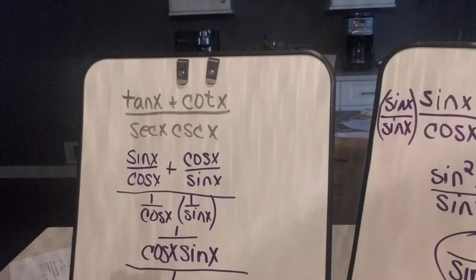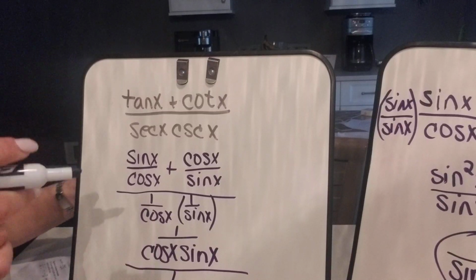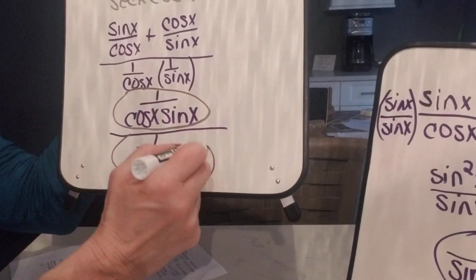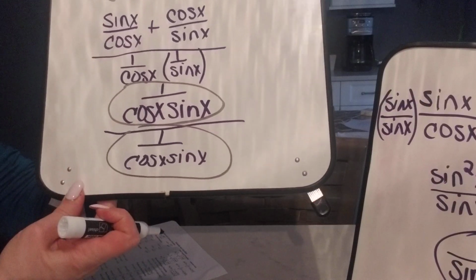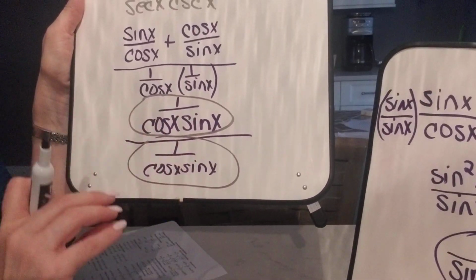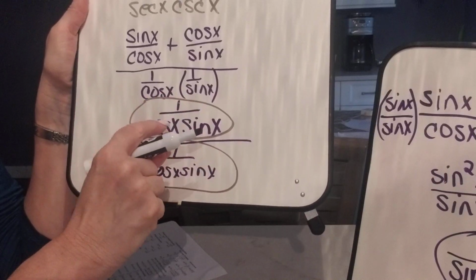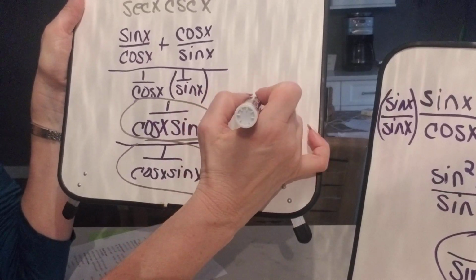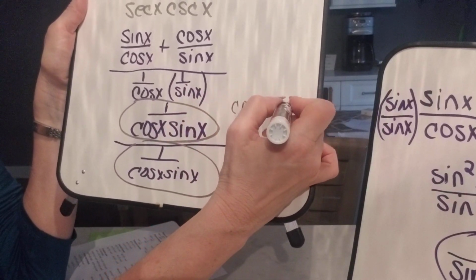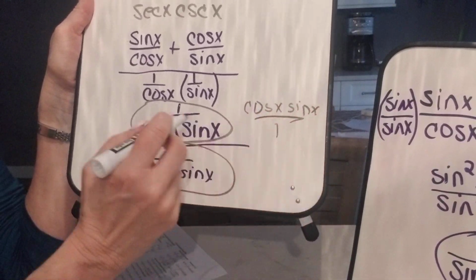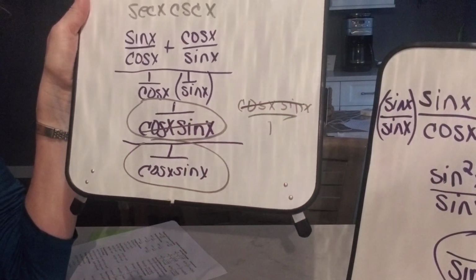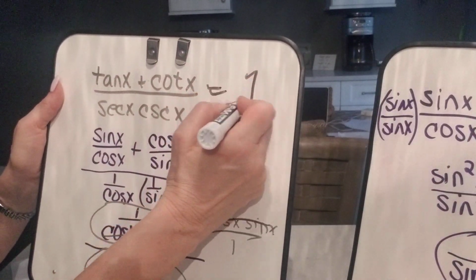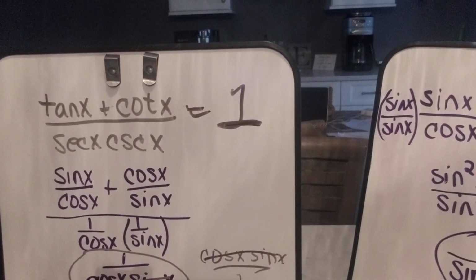Now what I have going on here is this fraction divided by this fraction. When I divide fractions, technically it's multiplying by the reciprocal. So 1 over cosine x sine x times sine x cosine x over 1. This and this cancel out, and believe it or not, this whole big monstrosity simplifies to 1. That one was crazy.